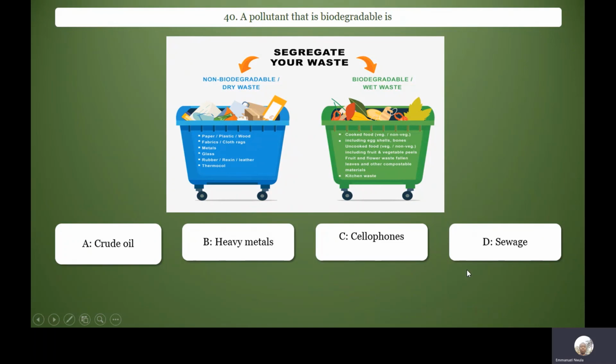A pollutant that is biodegradable. Here there is sewage. Biodegradable means that microorganisms can break it down. They can decompose, they can decay. That's sewage. Here, 40 is D.